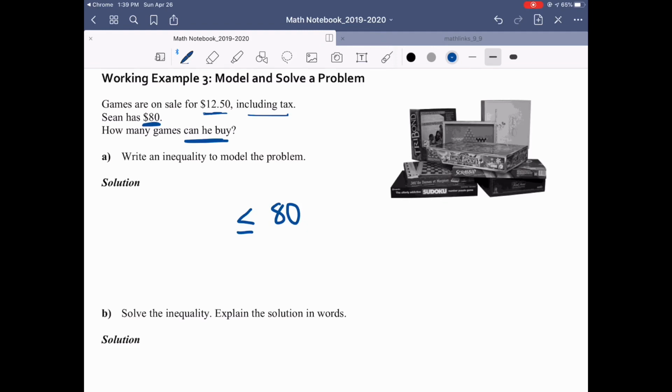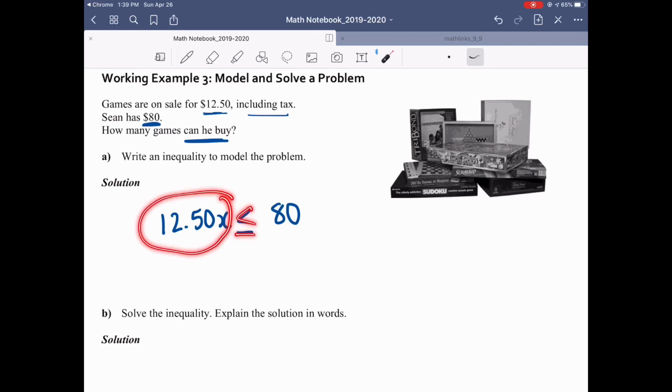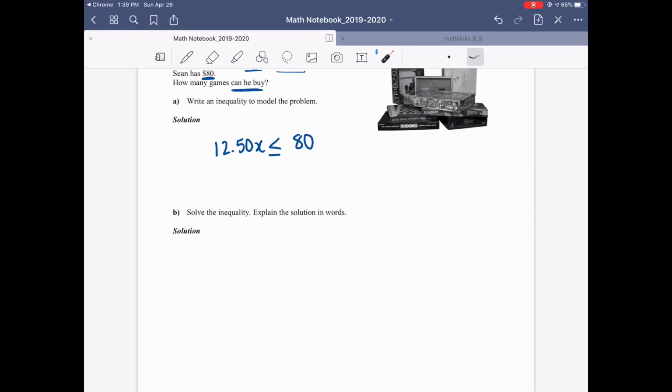And the games are $12.50 each. So if he buys one game, it's $12.50. If he buys two games, it's $25, and so on. So the games are represented by 12.50x, because it's 12.50 times however many games he buys. That has to be less than or equal to the $80 that he has. So that's our inequality to model the problem, and now we can solve it.